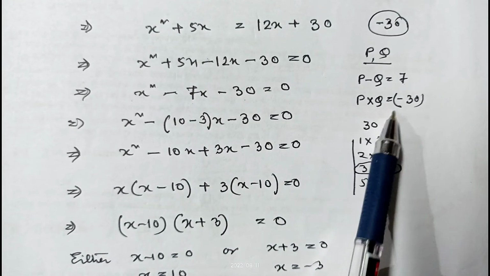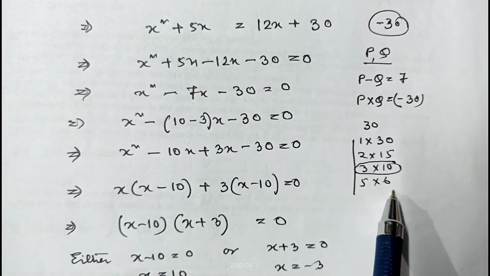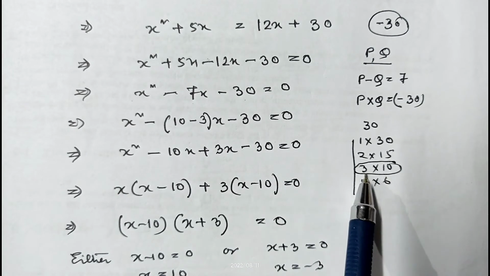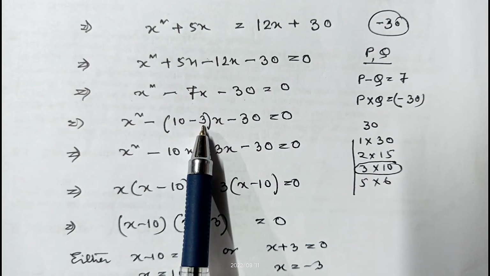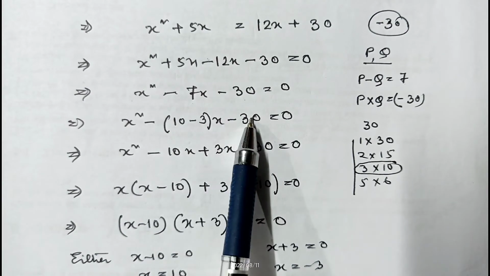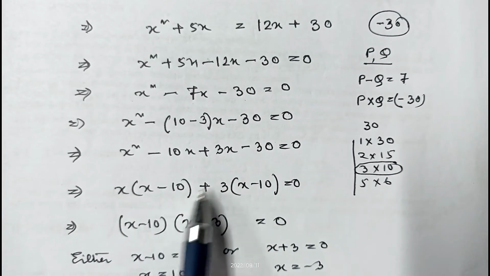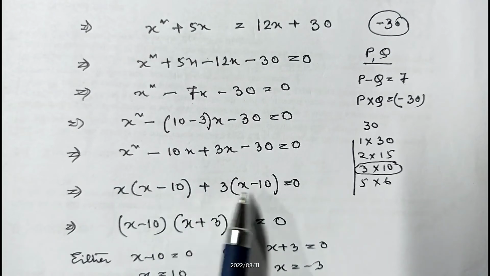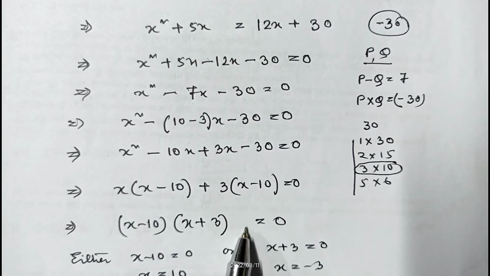Now 30 can be written as 1 into 30 or 2 into 15 or 3 into 10 or 5 into 6. Here we need two numbers whose difference should be 7. So here 10 minus 3 is 7 and 10 into 3 is 30. So instead of 7 we can write 10 minus 3. So it will be X square minus 10X plus 3X minus 30 equals 0. From the first two I can take X common, we are left with X minus 10. From the last two, plus 3 can be taken common, X minus 10 equals 0. Again X minus 10 can be taken common. So it will be X minus 10 into X plus 3 equals 0.